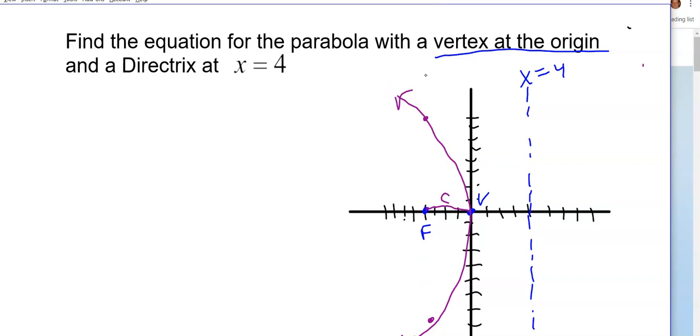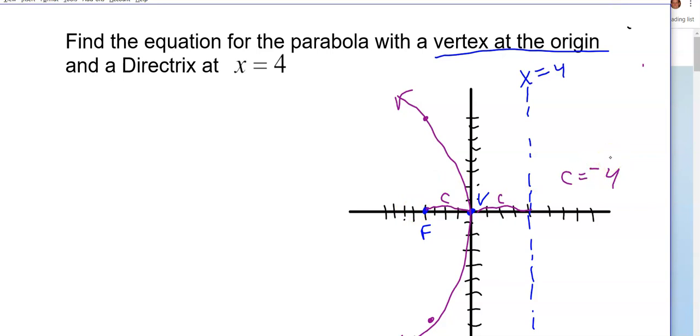Okay, let's write the equation of the parabola, right? So we know, let's just write what c is. So c is a distance there of 4. So is c equal to 4 or negative 4? That's always the question. It opens to the left. So this is definitely a negative 4 right there.